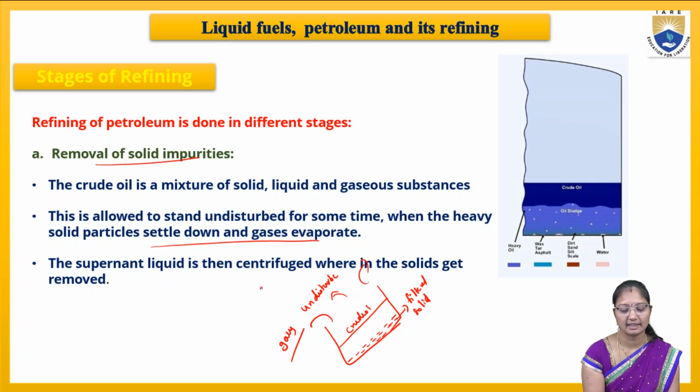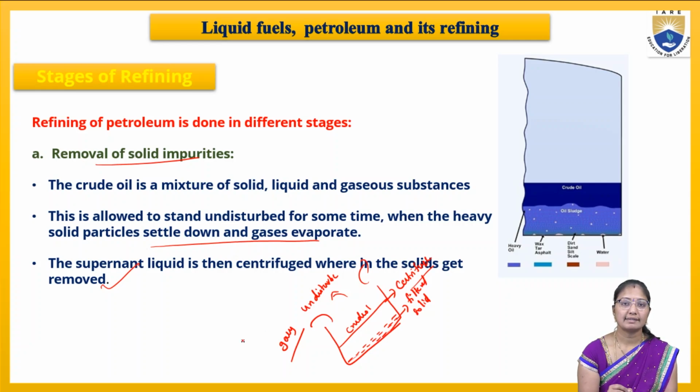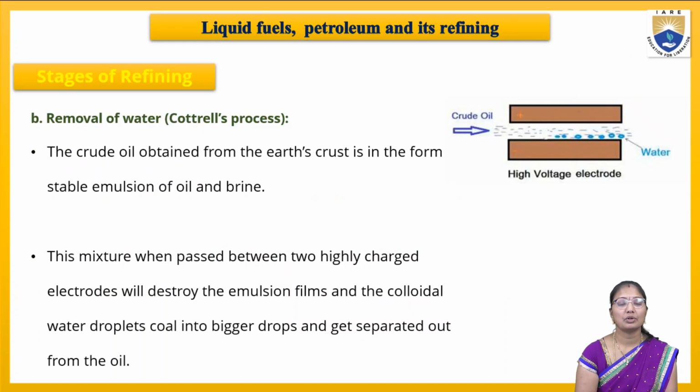The supernatant liquid is then centrifuged, wherein the solids get removed. Centrifuge is nothing but the solution being rotated at a specific RPM, rotations per minute. It may be 10,000 or 12,000 or 20,000. Due to this force, the solid particles or heavy compounds get precipitated or settled down at the bottom of the crude oil. By this process, the filtration can be done. Here most of the liquids, gases and solids are removed in this solid impurity removal step. Then it undergoes the Cottrell process, which is the removal of water.